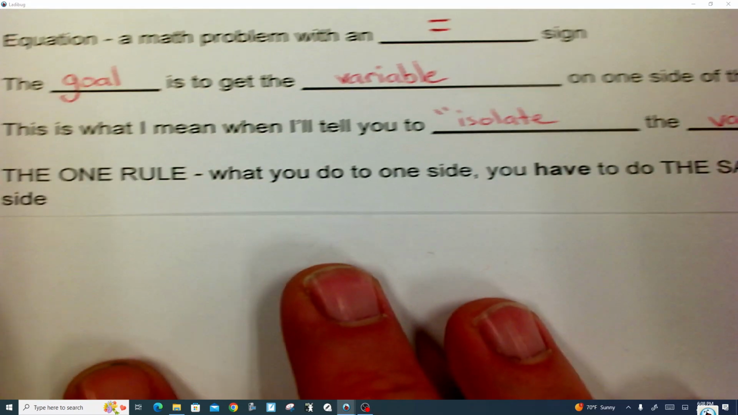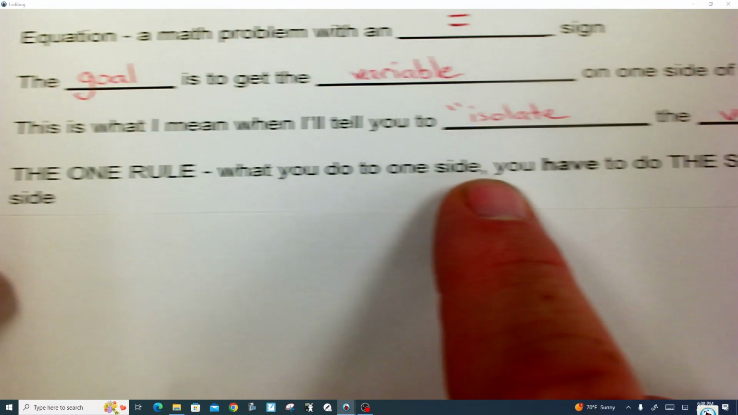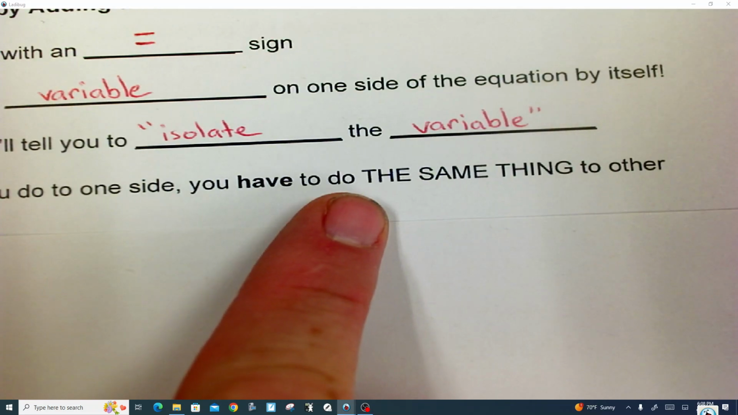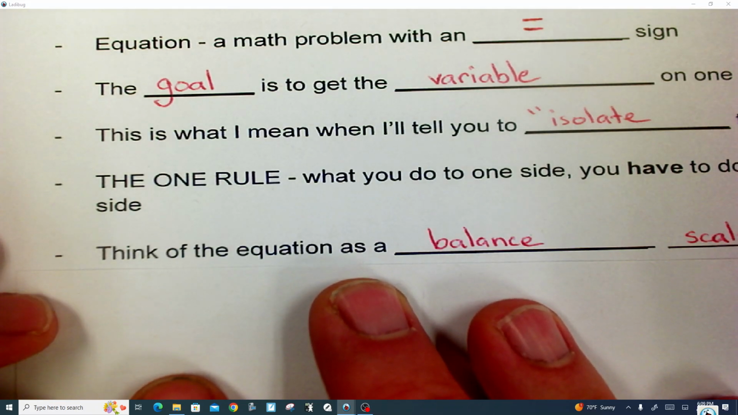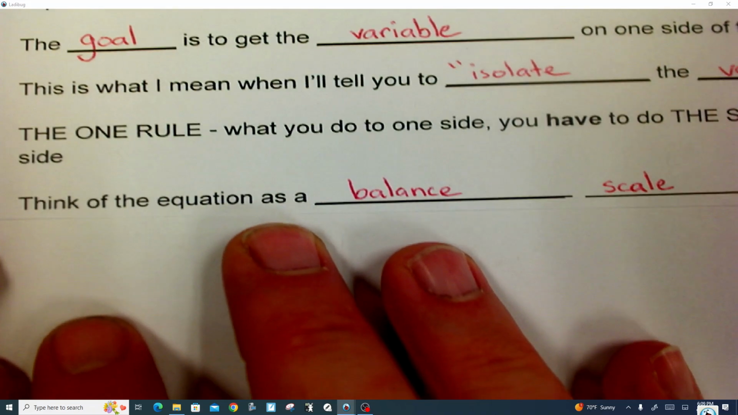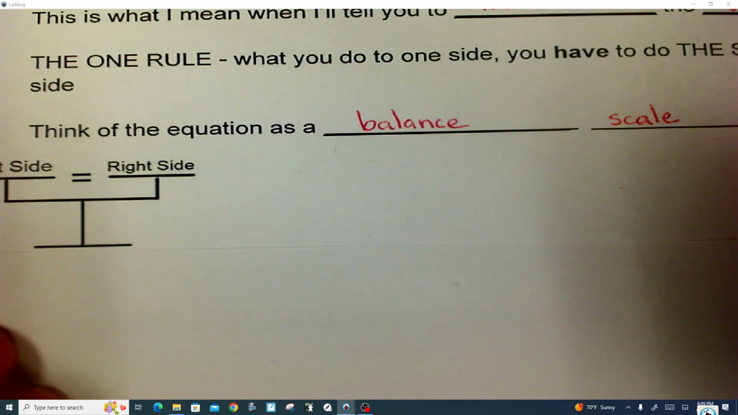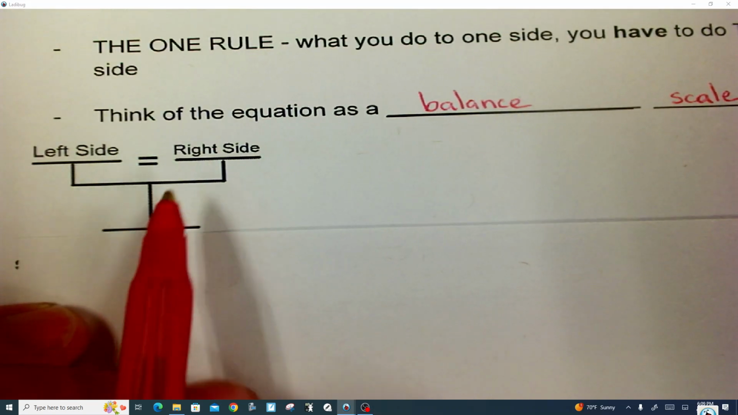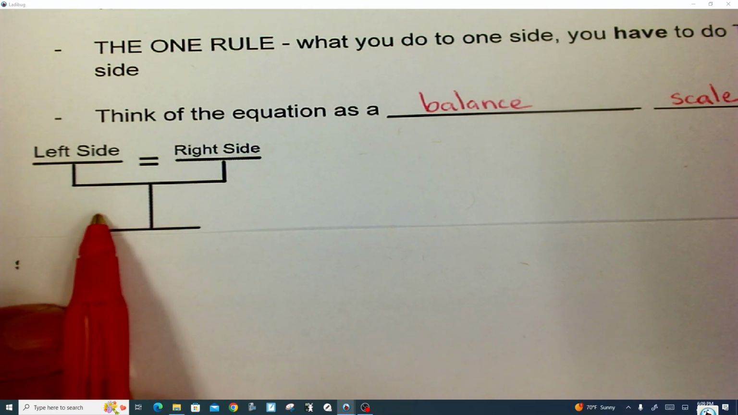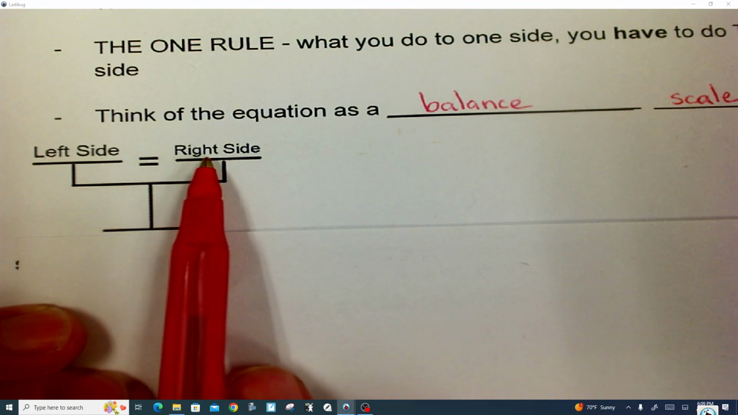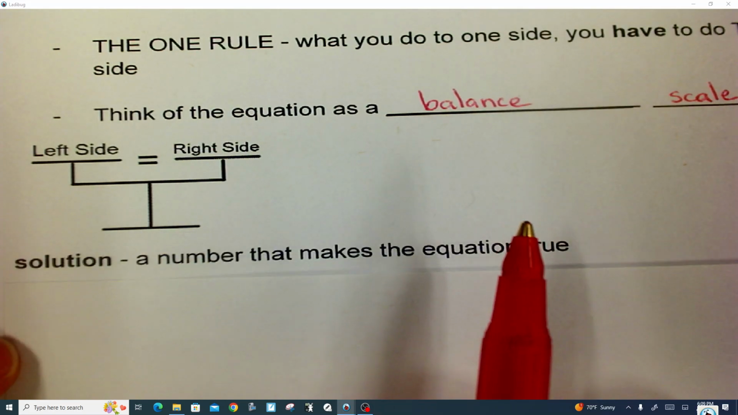And then the one rule, which in 7th grade you've seen already: what you do to one side, you have to do the same thing to the other side. The reason is to think of the equation as a balanced scale. Let's pull this up here. If we have a perfectly balanced equation with the equal sign right in the middle, and I add 5 to the left side, it's going to get heavier. So to keep it balanced, we'd have to add 5 to this side at the same time. Okay?